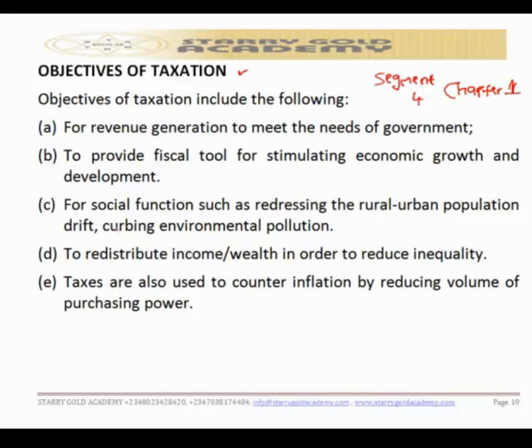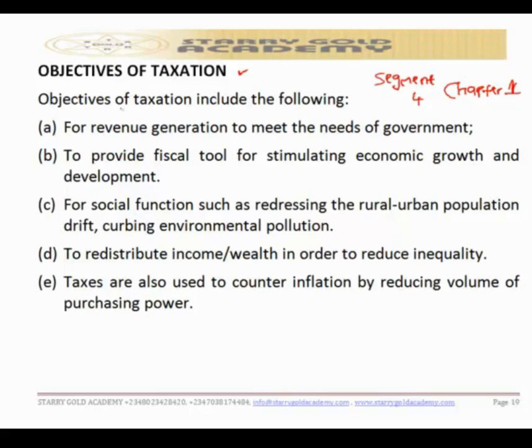So I'll give you recommendations. You can Google it online. You could use the ICAN Study Pack. You could use the CITN Study Pack. You could use the National Accountants Journals and so on. There is vast information online, so don't restrict yourself to these five alone, but do further research.